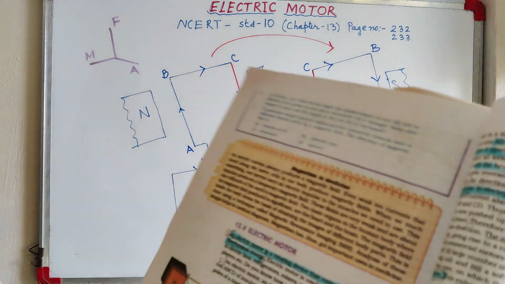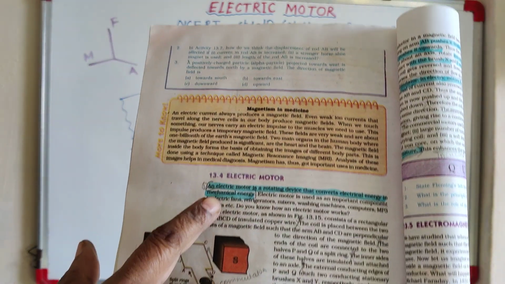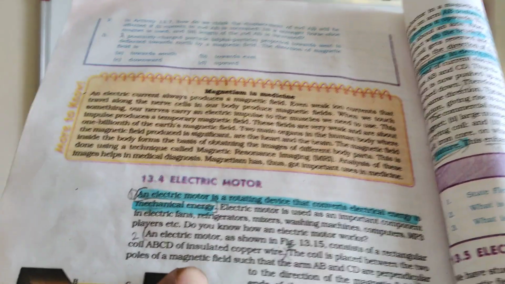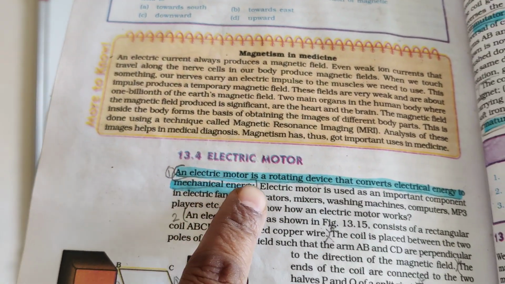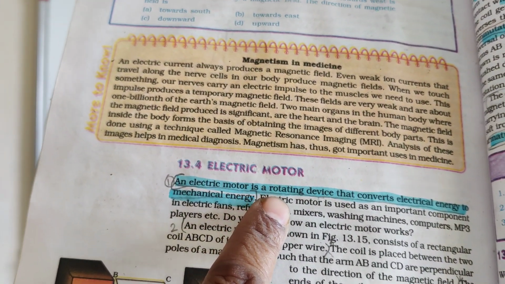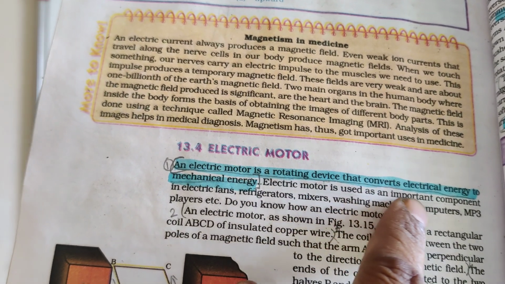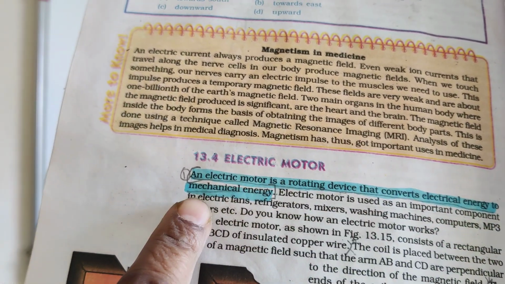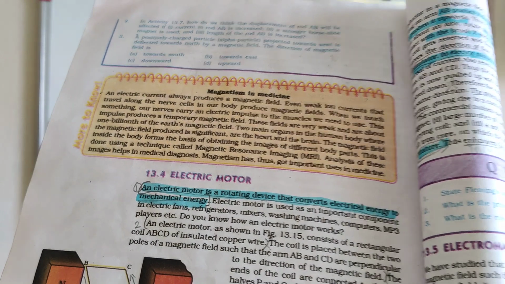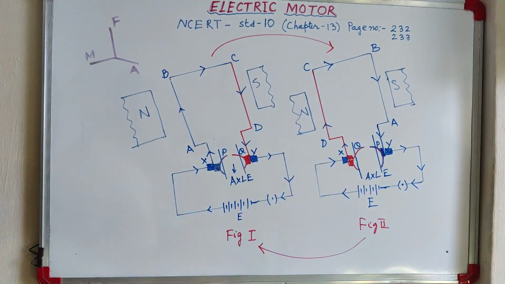It is a device. See, in your textbook it is written, it is an electrical device. Electric motor is a rotating device that converts electric energy to mechanical energy. This is the very first definition of electric motor.